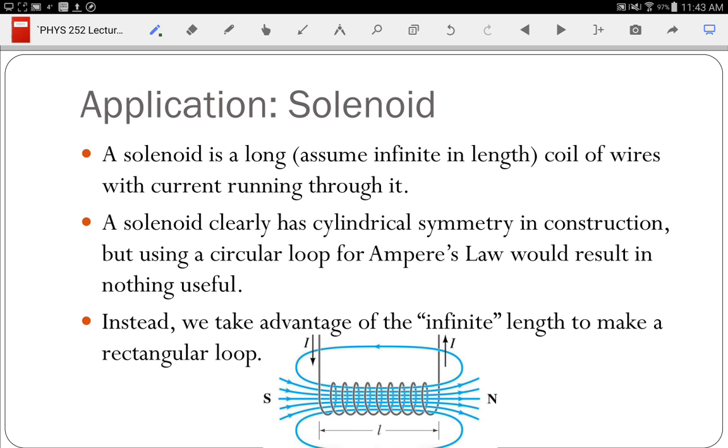Because just like with Gauss's law, with Ampere's law, we need some exploitable symmetry, some symmetry that we can make one of those three cases. Remember with Gauss's law, we had the three cases. Magnetic field was 0, or magnetic field was constant and parallel.